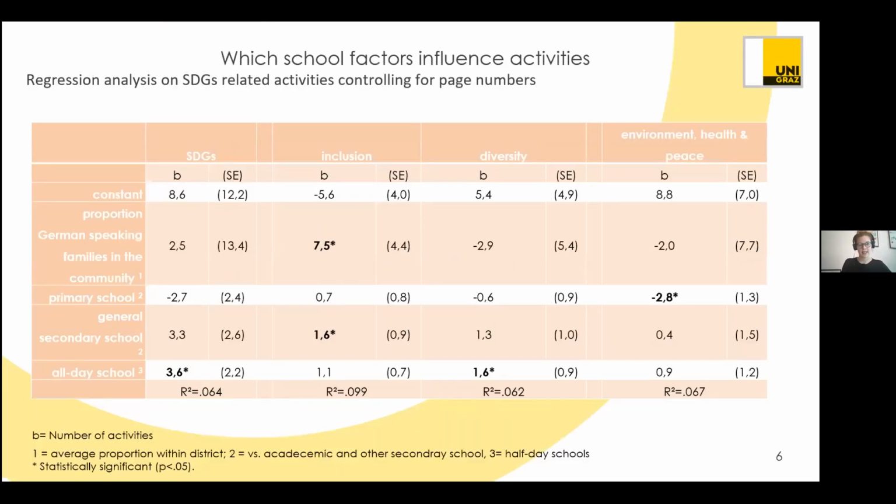On my next slide here, you can see which school factors influence activities. On the left side, at the top left, you can see that the average school in Graz does 8.6 activities in relation to the SDGs. Now I will only talk about the significant results, because otherwise I would speak too long. On the left side at the bottom, you can see that all day schools have 3.6, so nearly 4 activities more in relation to the SDGs than half day schools have.